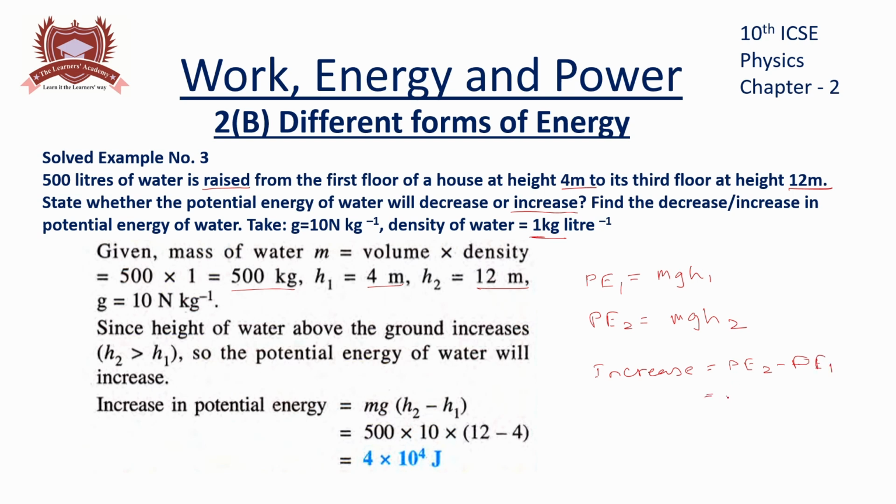So that effectively would be mgh2 minus mgh1. Now we can see that mg is common, so we can take mg common here and have h2 minus h1. We put in the values and get the final answer as 4 times 10 to the power of 4 joules. So this would be the increase in the potential energy when we take it from point h1, which is at 4 meters, to point h2, which is at 12 meters. Now you can quickly make a note of this so that we can go ahead with the next example.